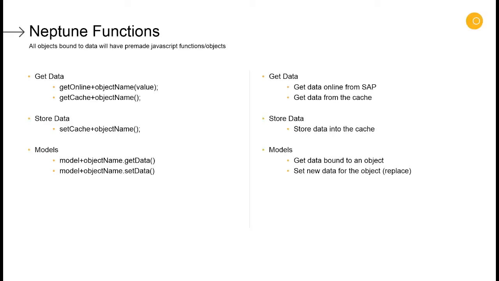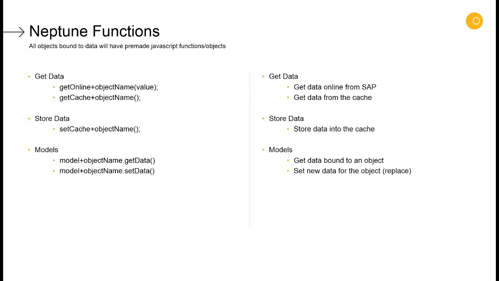To save a model into the cache, there is only one pre-made function that you can use, the setCache and the object name. That will save the data into the cache. And it will read the customizing, so if you have WebSQL database, it will save it to the WebSQL database. A really important thing is the object called model, and then the object name. This one we will use a lot, where you have the methods getData and setData. These are very important in an offline scenario.